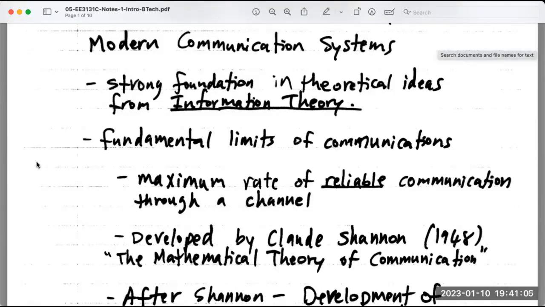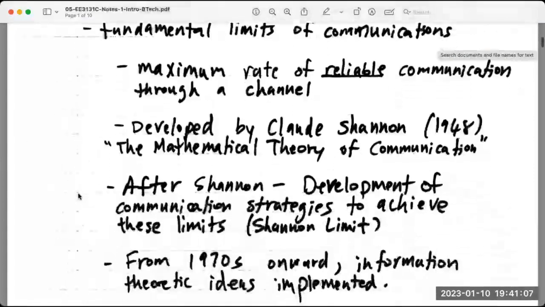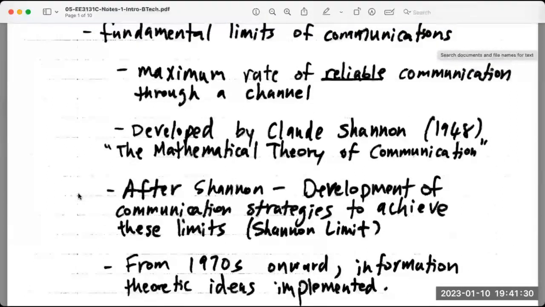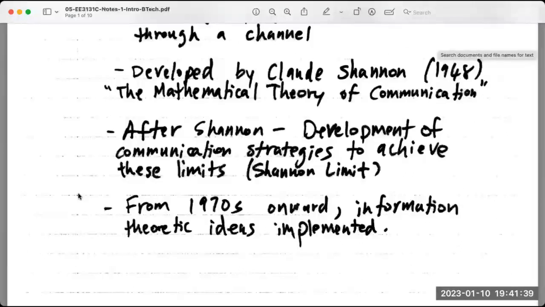Okay, and so information theory was developed by Claude Shannon in 1948 when he wrote a monograph called A Mathematical Theory of Communication. And what this paper did was it built a framework, which later we call information theory, which essentially looked at the limits of reliable communication. All right. And reliable here means that the receiver can actually decode the information.